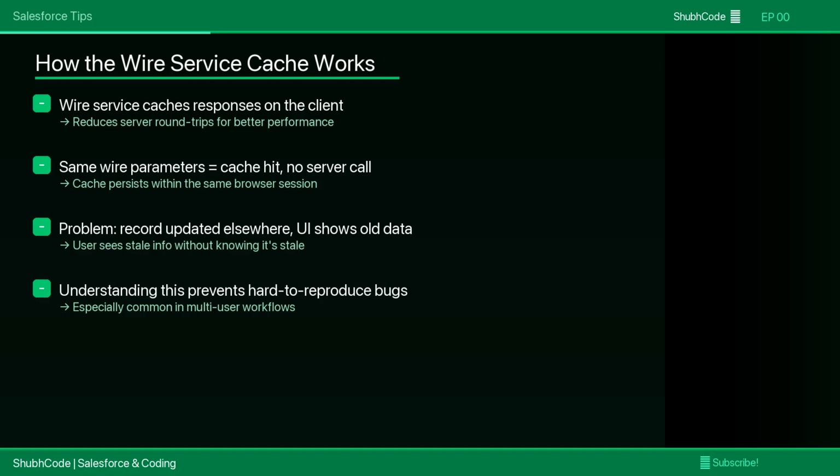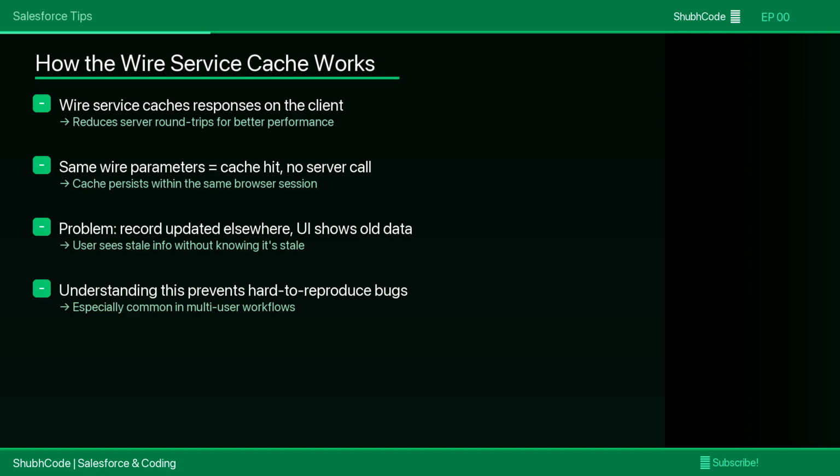The wire service in Lightning Web Components is incredibly powerful. It gives you reactive data that automatically re-renders your component when the data changes. But there's a subtlety that trips up a lot of developers. The wire service has a client-side cache.